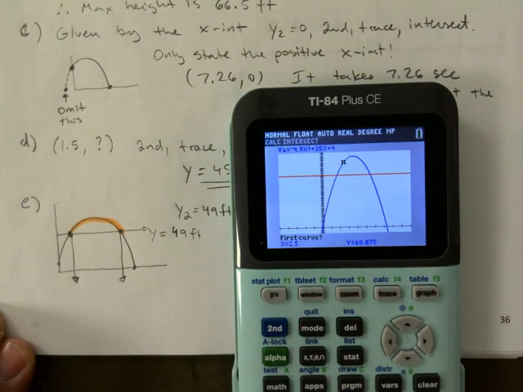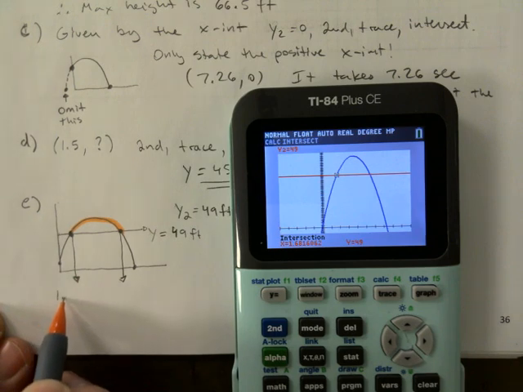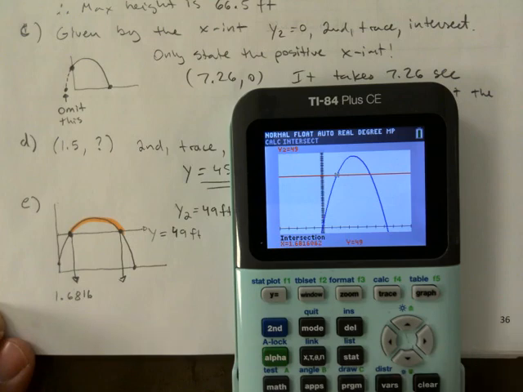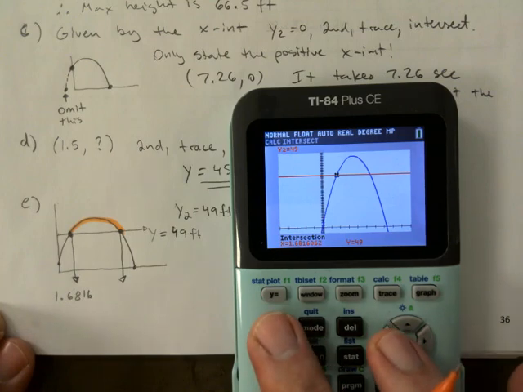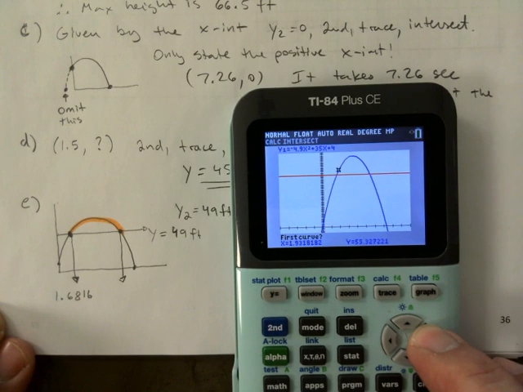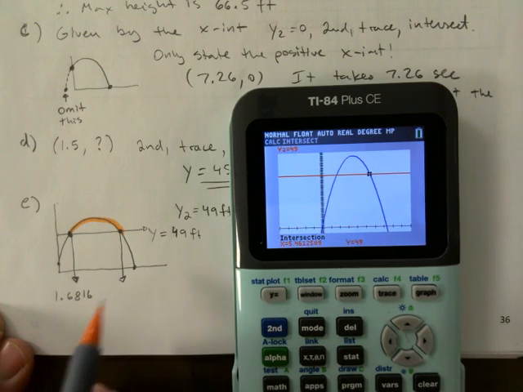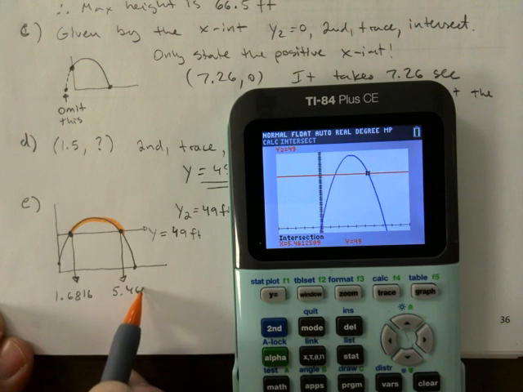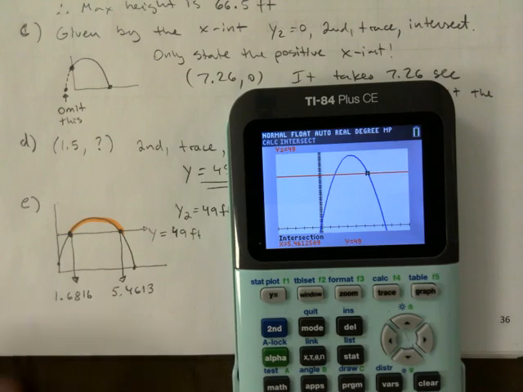Second trace 5. I'm already close to the first one, so I'm just going to hit enter. And I'm going to write down 1.6816, 4 decimals. And then I'll do it one more time. Second trace 5. Go to the other side. Enter, enter, enter. And that is 5.4613. 4 decimals, right?